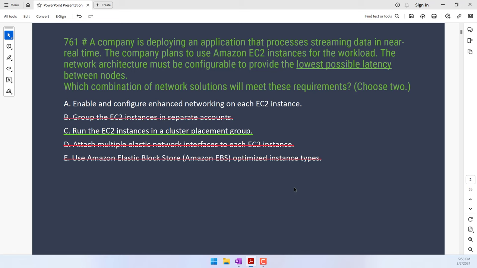Okay, so the solution must be highly available and resilient, which means whatever you are going to use, think of having it on multiple availability zones, right? That's what this is talking about. So keep that in mind.